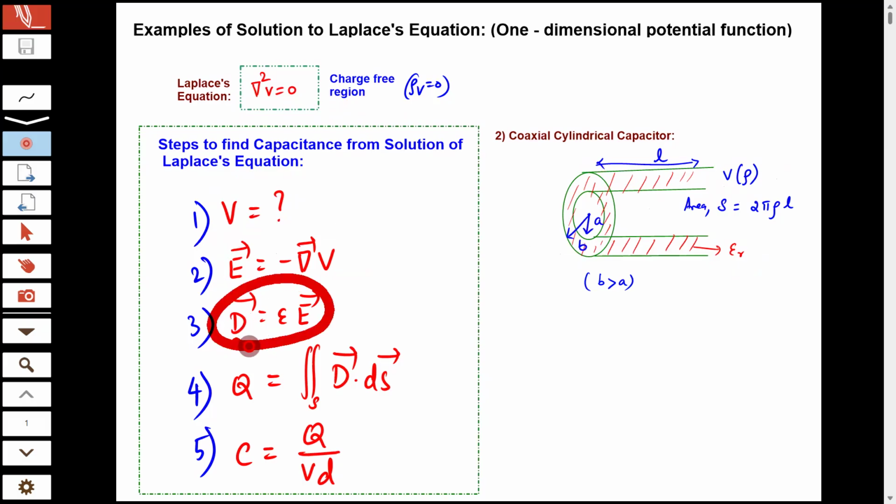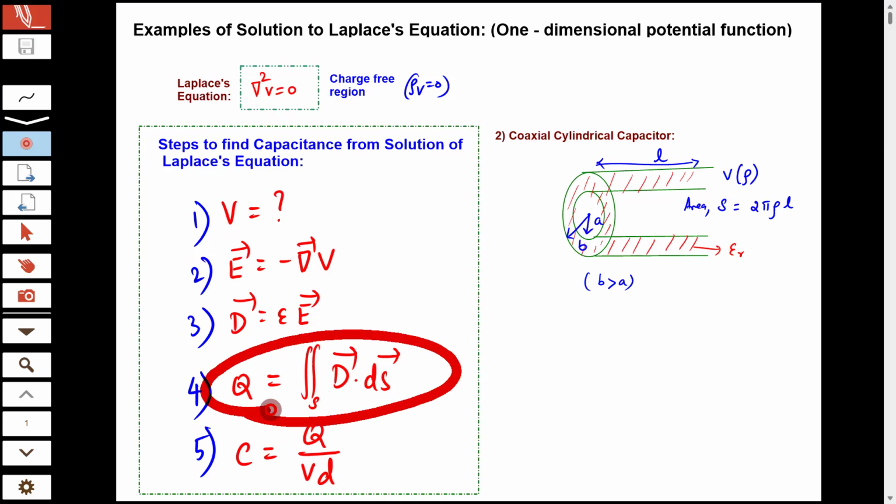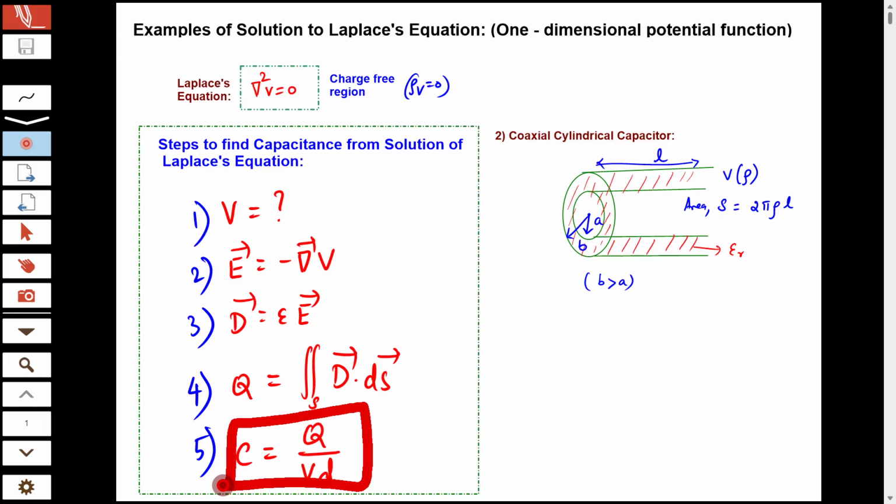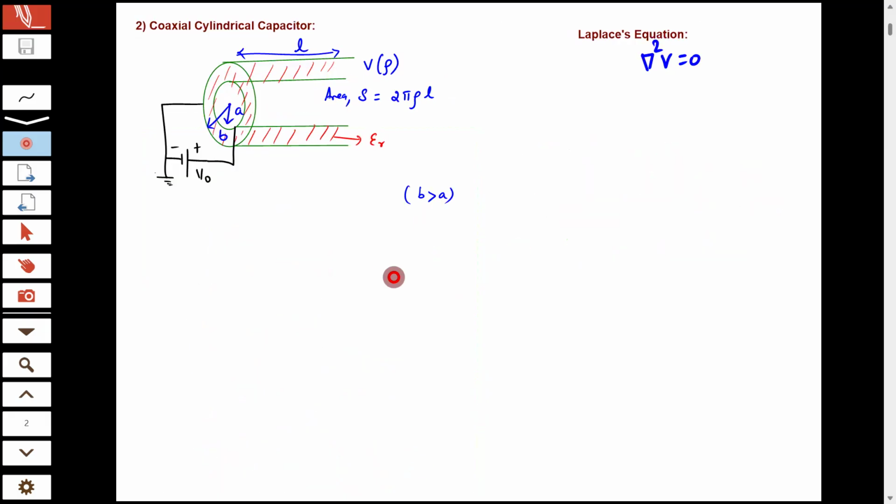And from electric field intensity, we can get the expressions of electric flux density in terms of epsilon. And by applying Gauss law, we can find charge from the electric flux density. From the charge, we can find the capacitance of this cylindrical capacitor by taking the ratio of charge stored in either of the plates divided by the difference in potential between the two plates. These are the steps which have to be followed to find the capacitance of the cylindrical capacitor. We will go through the steps one by one.